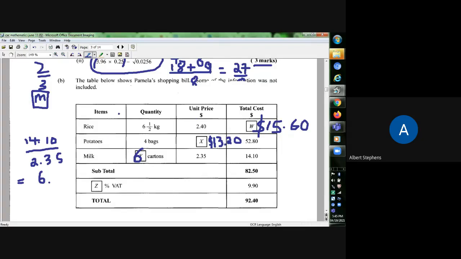All right, any questions? All right, now you know that when they add up the 15.6, the 52.8, the 14.10, they get a subtotal. And then now they come in with tax. All right, so tax, this Z represents what? GCT or value added tax. So a percentage of 82.5 gives you what? 9.9. Now, how would you work with the percentage here?